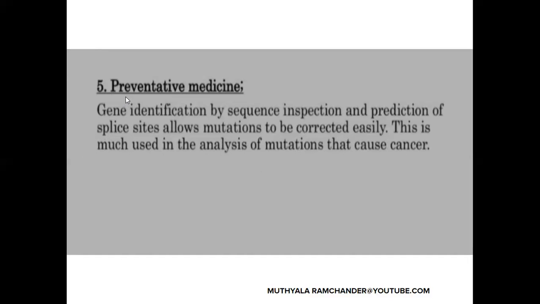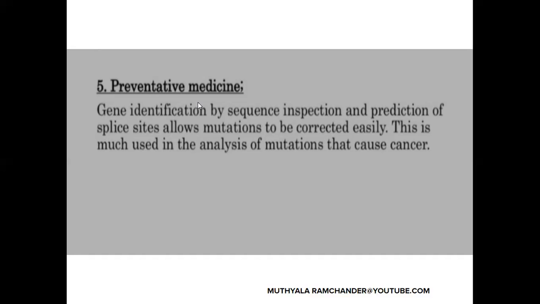The next one, preventative medicines. Preventative medicines means gene identification by sequence inspection, and prediction of splice sites allows mutations to be corrected easily. This is much used in the analysis of mutations that cause cancer. Preventative medicines are for the elimination or splicing of mutant genes.